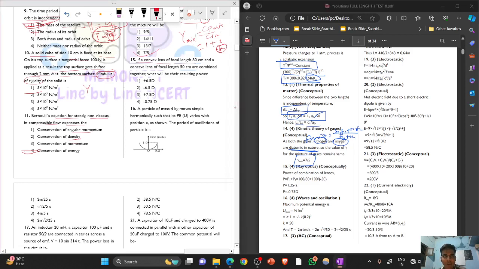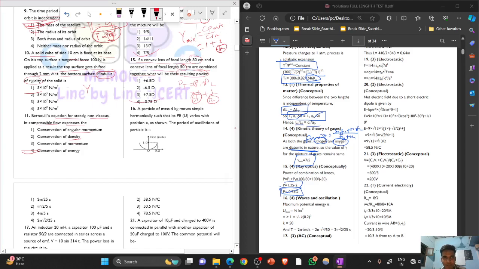If a convex lens of given focal length and a concave lens of given focal length are combined, you just need to calculate the resultant power. Power P total equals P1 plus P2, where P1 is calculated by 1 by F1 and P2 by 1 by F2. Putting the values of F1 and F2 with sign, you can get the value of P. That comes out to be minus 0.75 diopter. So option 4 will be your correct answer.